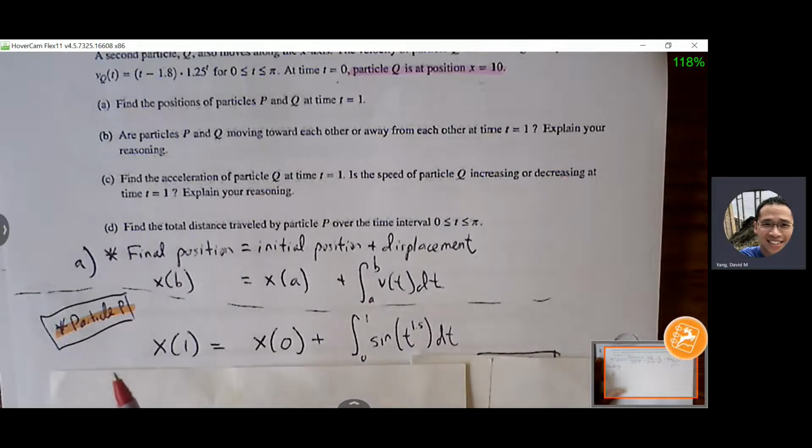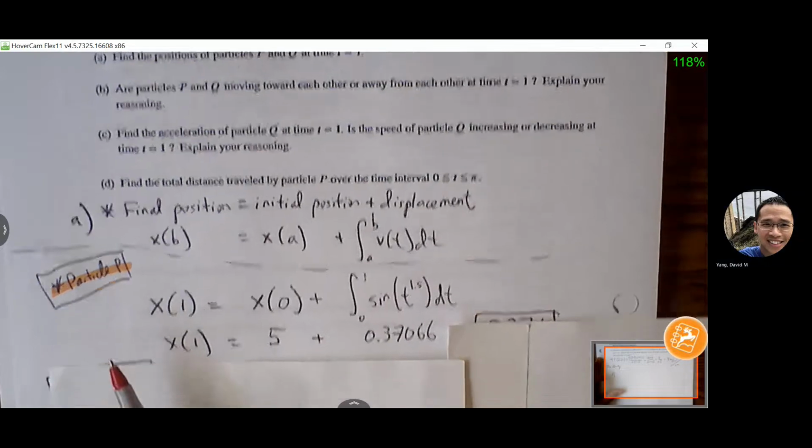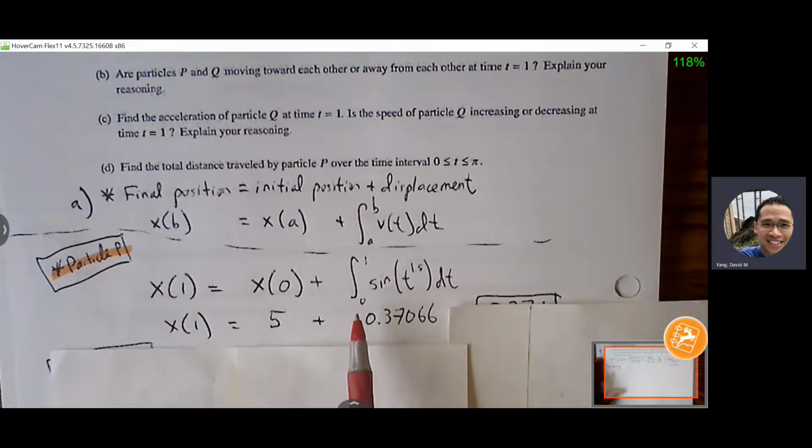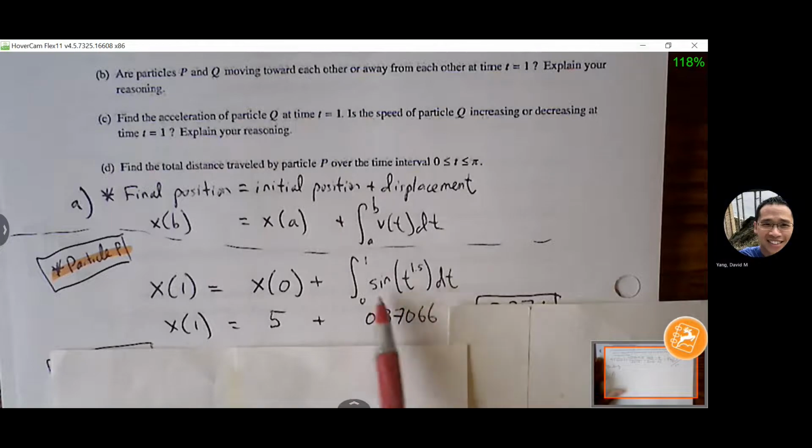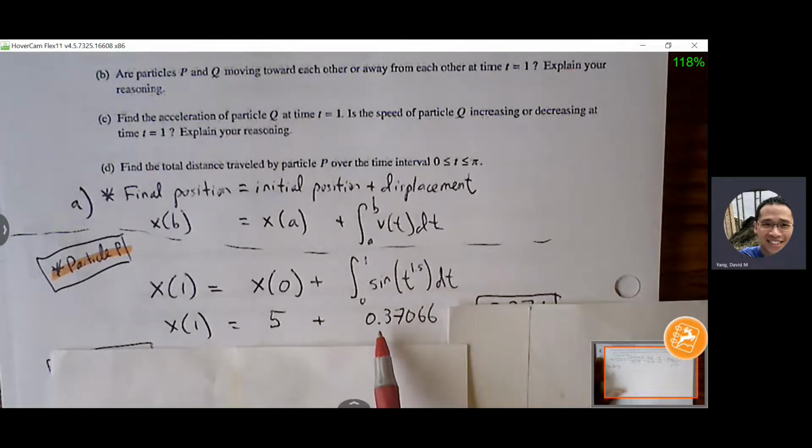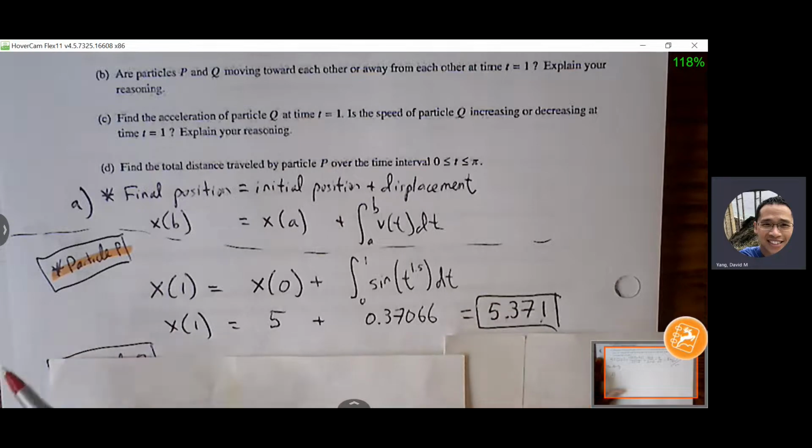Okay. X of 0 we know is 5. The second portion can go into your calculator. Definitely practice using your calculator here. Integral from 0 to 1, make sure you're in radian mode. Always only use variable x. And we know that between 0 and 1 second, this particle is just going to move about a third of a unit. So basically just 0.376, add that to 5. He's starting at 5. Another second, he's only going to move 0.376. So he's going to end up at x equals 5.371.